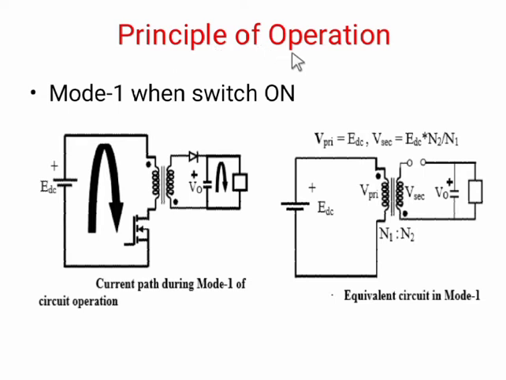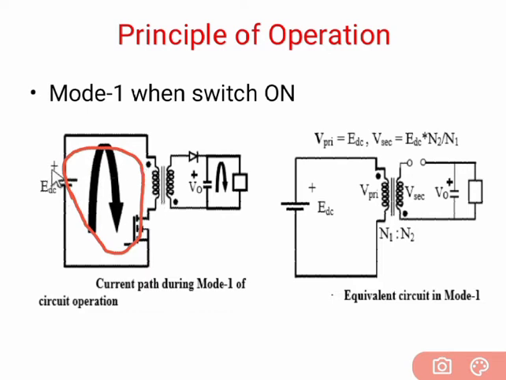Now the principle of operations. Mode 1, when the switch is on. That means if we turn on this switch, current flows from the input DC voltage to the primary winding and switch to the supply. Here it is indicated as a battery, but it is taken from the AC by rectifying.